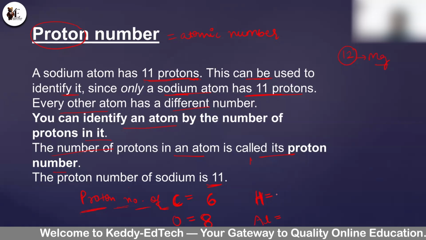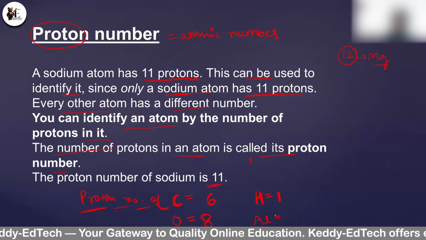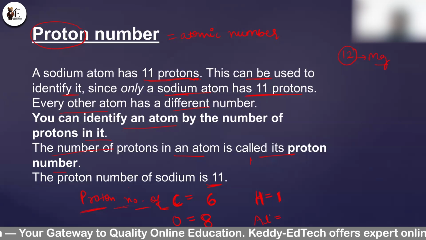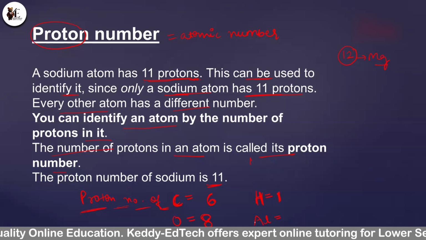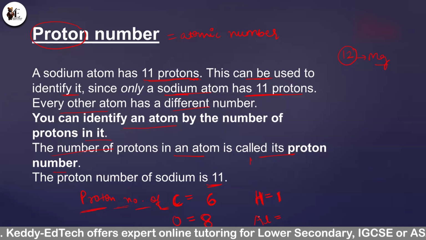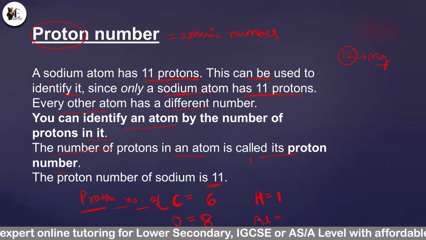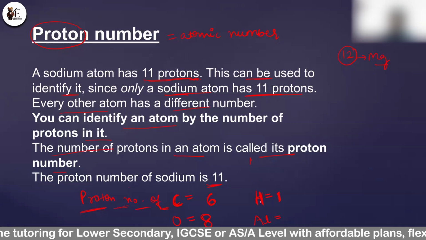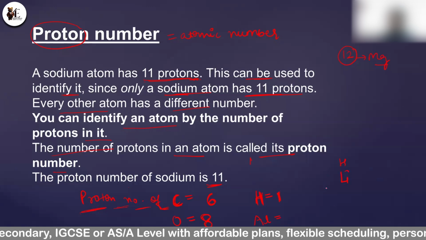Hydrogen is the first element in the periodic table. So its atomic number is also 1 because it is the first element in the periodic table. It has only one proton. So the proton number for the element under hydrogen is 2, right? No, the element under hydrogen is not 2. The element under hydrogen is lithium, which is 3.